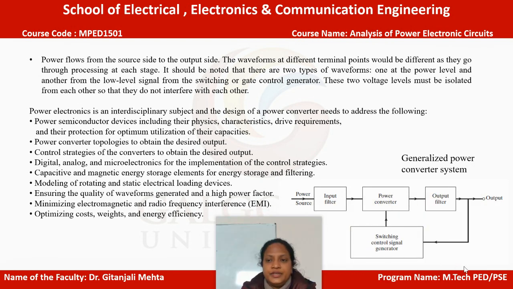So from the figure, we can see a generalized power converter system in which the power converter is at the center. The input is provided by the power source. In between, you can see an input filter circuit connected there. Further, the output of the power converter is given to the output filter, and the switching and the control signal generator provide the gating signals to the converter switches.